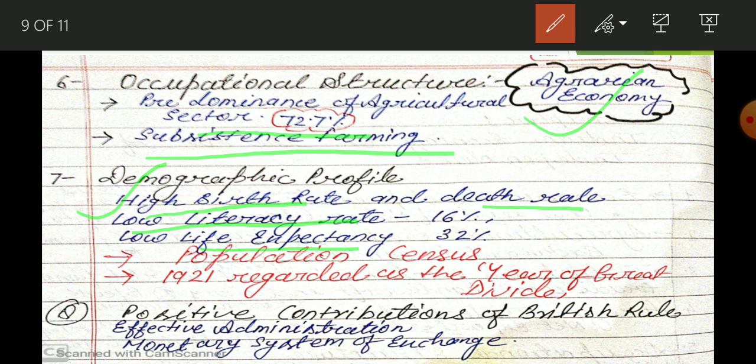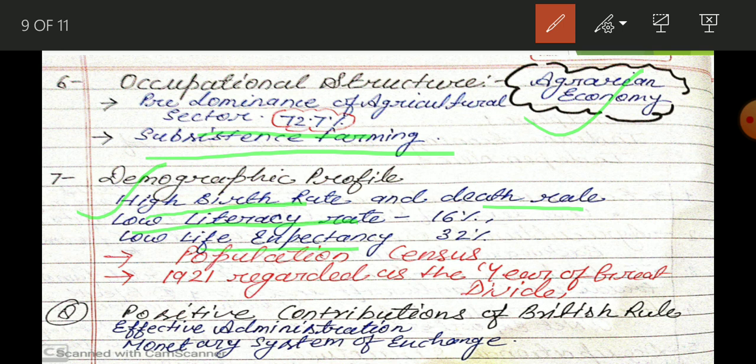Okay, so at that time there was a very high birth rate and death rate, and massive poverty, that is stated. Because of too much poverty there is a high birth rate and a high death rate. Also a low literacy rate: at that time only 16% of people were literate.